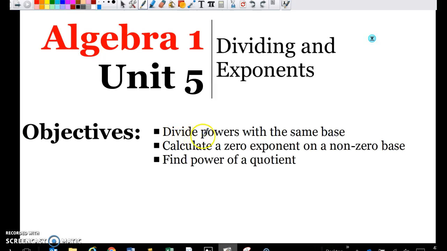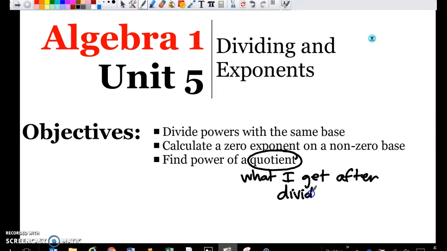We're going to be dividing powers with the same base. We're going to be calculating a zero exponent on a non-zero base, and we're going to be finding the power of a quotient. Now, a quotient is what I get when I divide. Like a sum is when you add, and a difference is when you subtract. A quotient is what you get after you divide. When you write your summary, make sure you use these ideas in your own words.